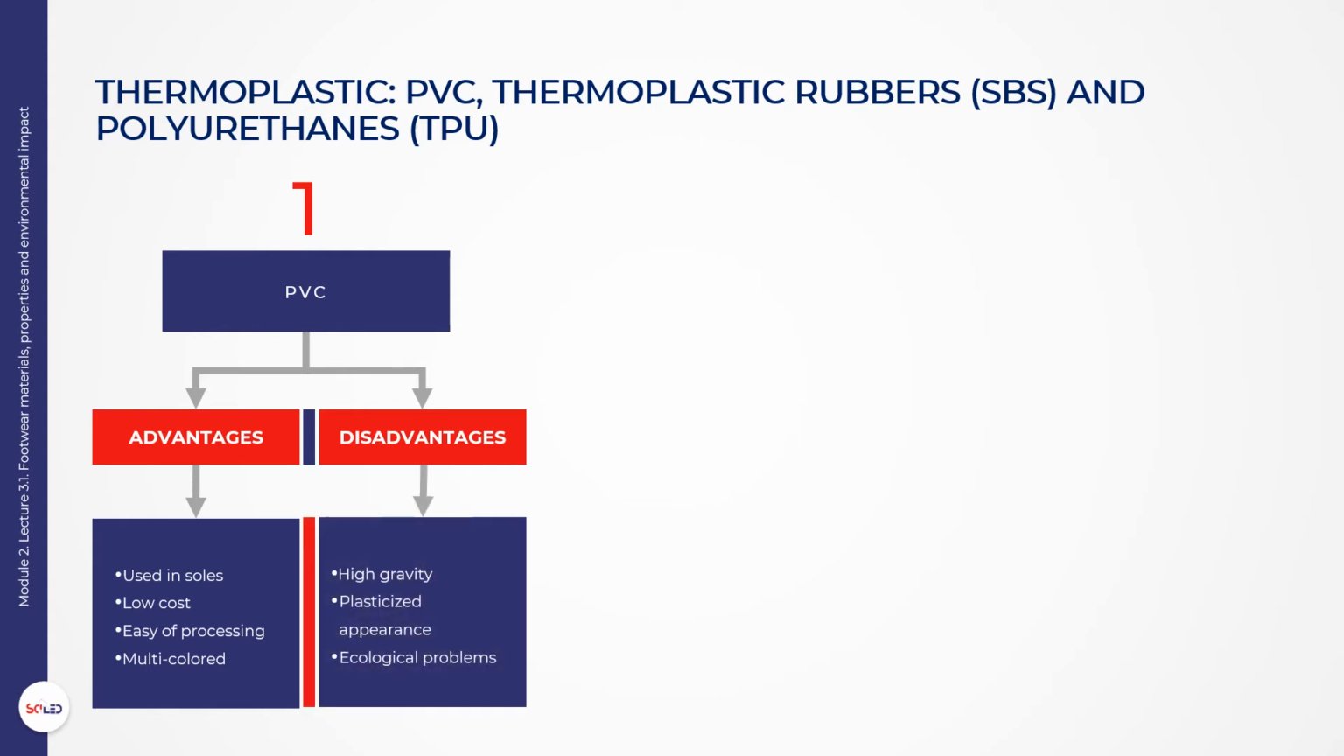It also has disadvantages, such as its high specific gravity, aging towards a plasticized appearance and, above all, ecological problems associated with the monomer from which it is manufactured, vinyl chloride. This balance of properties makes PVC the most widely used thermoplastic in the manufacture of soles, both compact and expanded, representing 36% of the world's sole production.